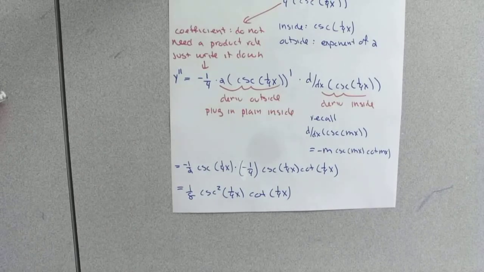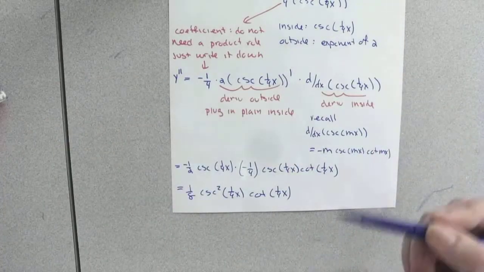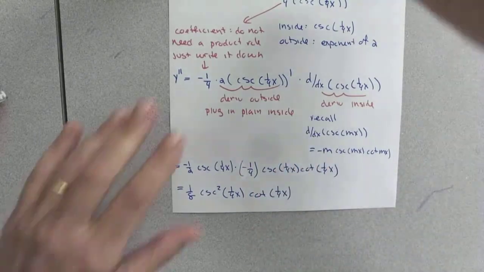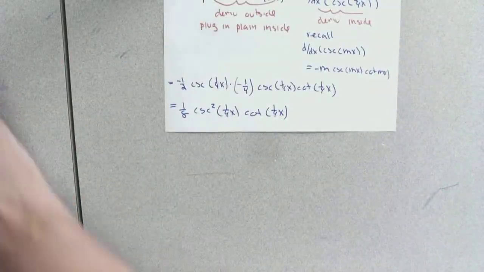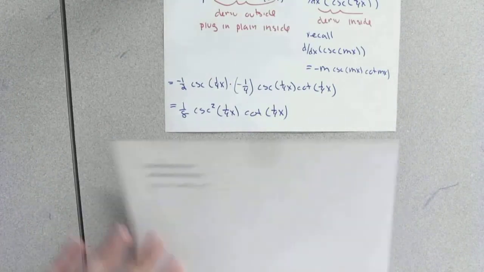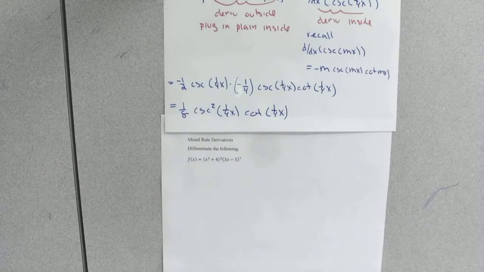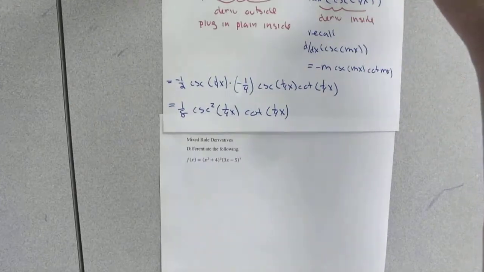Okay, so this somewhat alluded to what we're moving to next. There were multiple rules kind of involved in this problem, but it wasn't too bad. Now we're going to move on to slightly harder problems where there are multiple rules involved. And so that's the headline that we have here, mixed rule derivatives. So differentiate this guy. I'm going to zoom in just a little bit.